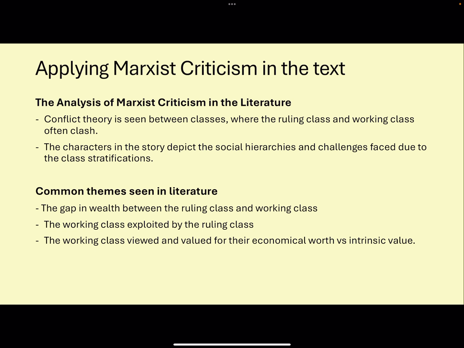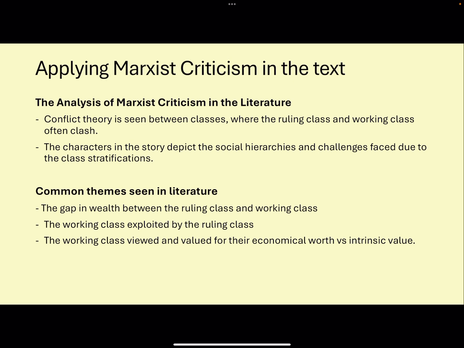Now, by applying Marxist criticism to the text, we are going to look at the analysis of Marxist criticism in the literature. Conflict theory is seen between classes where the ruling class and working class often clash. The characters in the story depict the social hierarchies and challenges faced due to the class stratifications.